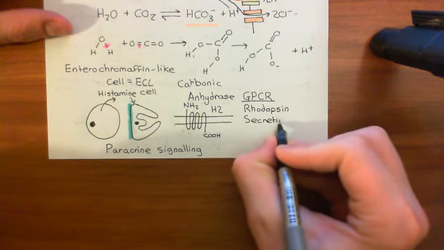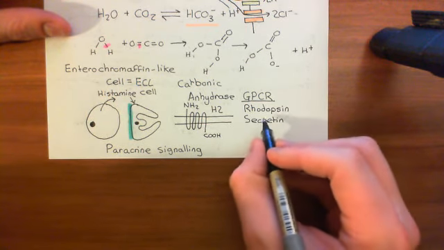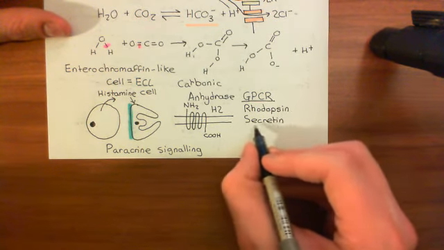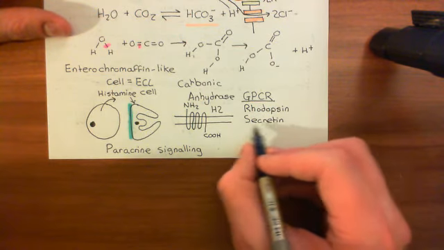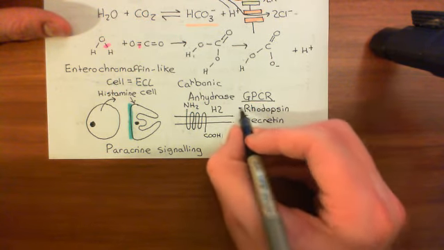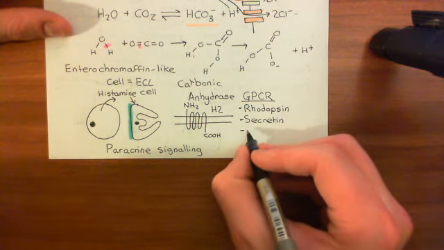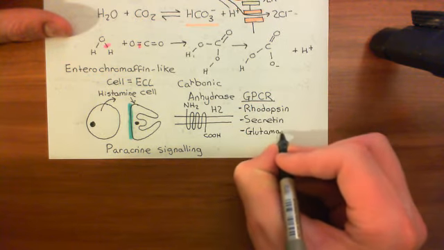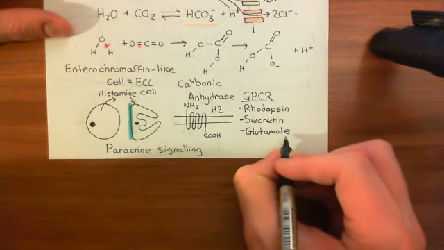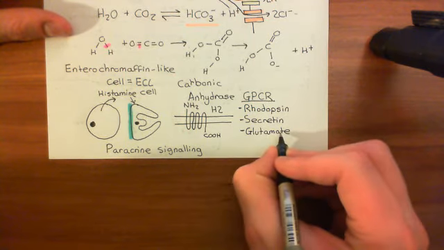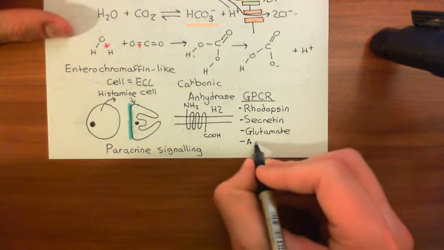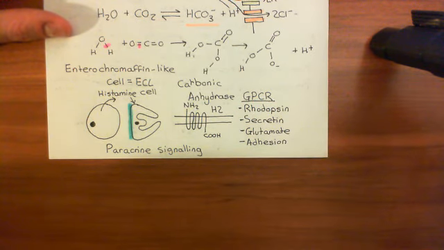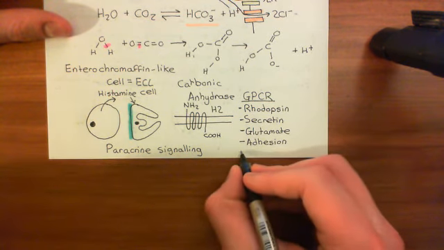The secretin family contains, for instance, the receptors to calcitonin, parathyroid hormone, and glucagon. Next up we've got the glutamate family of G protein-coupled receptors, which contains the metabotropic glutamate receptors and the GABA B receptors. Then we've got the adhesion family, which contains a bunch of receptors that bind to components of the extracellular matrix.